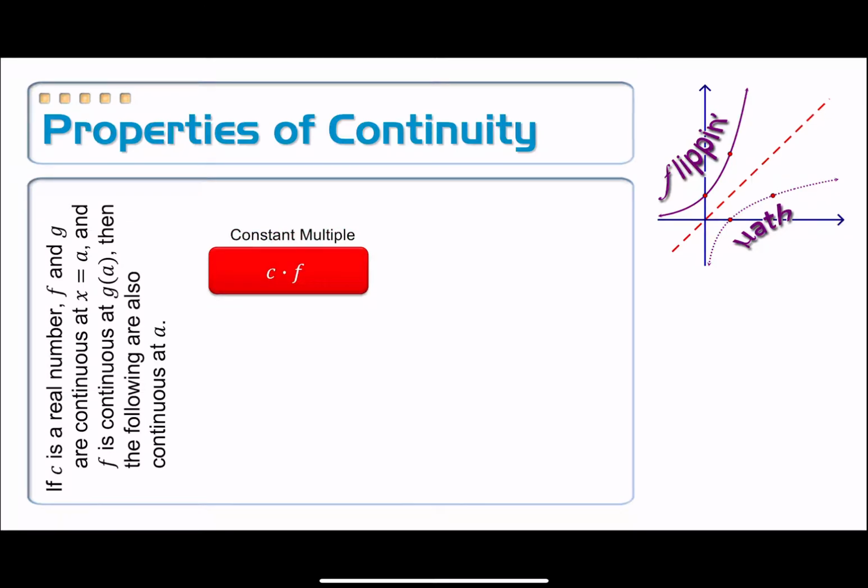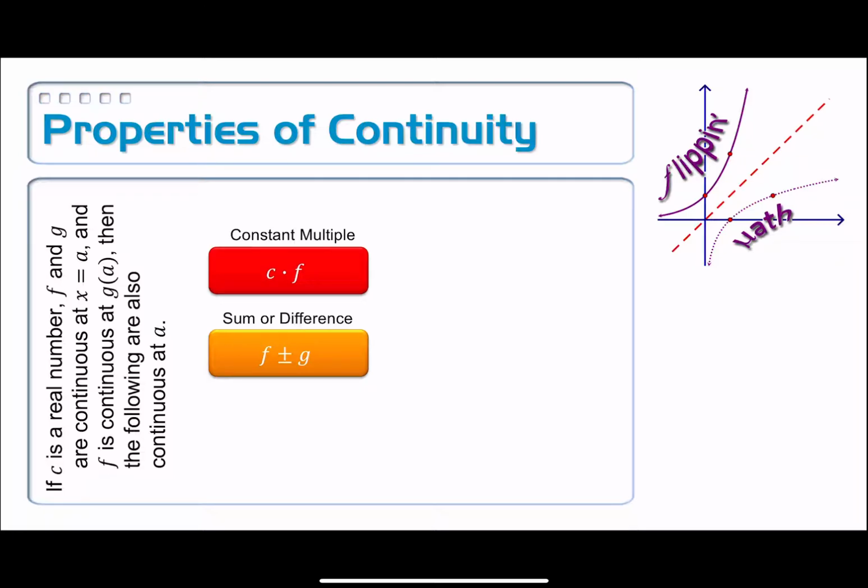It's a constant multiple. So let's say we have a function and we multiply that function by 2. Well, it just makes all of our y values twice as big as they used to be. Does that destroy continuity? No, it doesn't make any holes in your graph. It doesn't make any gaps. It doesn't make any vertical asymptotes. So it's still continuous.